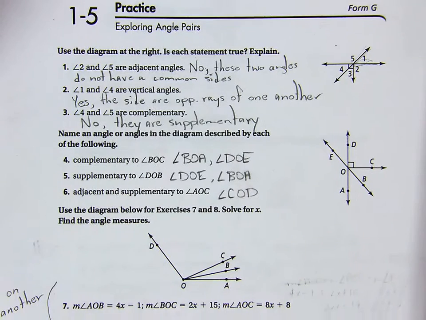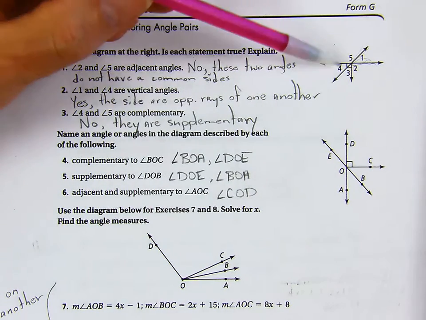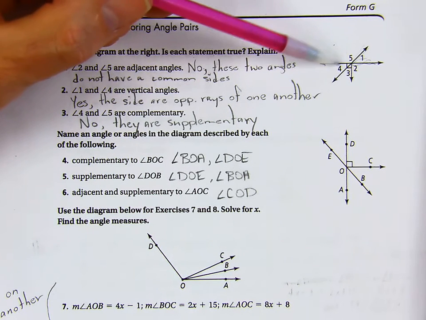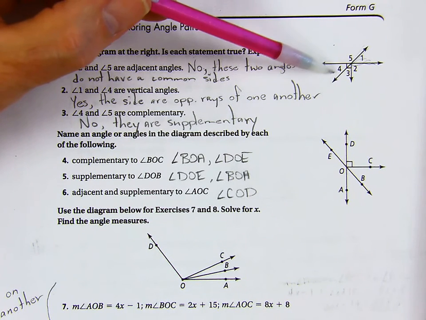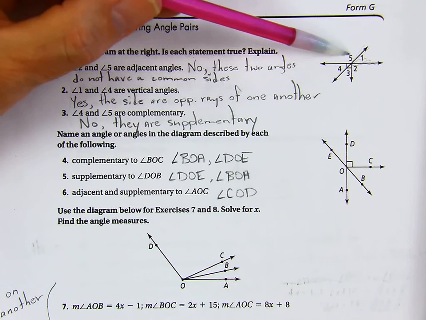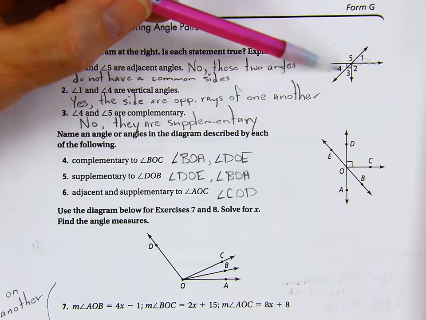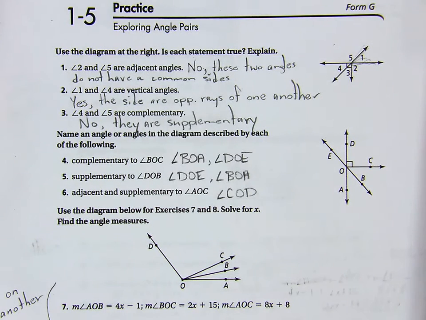Number 3, angle 4 and 5 are complementary. No, they're not. They're supplementary. That's a linear pair of angles, and a linear pair of angles always add up to be 180. The measure of angle 4, from here to here, plus the measure of angle 5 from here to here, make this straight line, or straight angle, which would be 180, not 90. Complementary is 90, supplementary is 180.